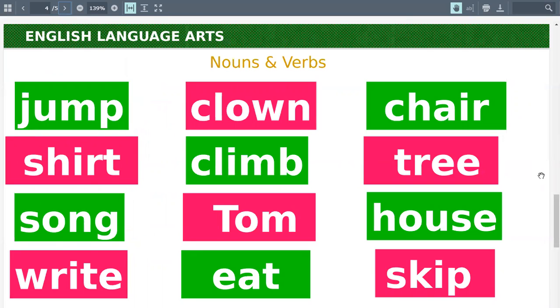Now we have nouns and verbs. If you were in yesterday's live, you would know that nouns describe a person, place, thing, or idea. Verbs, which we'll learn about in more detail a little later, are action words. That means it's something that we can do. I'm going to say each word, and I'll give you some think time to figure out if it's a noun or a verb. We'll start with jump.